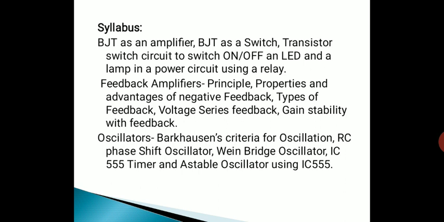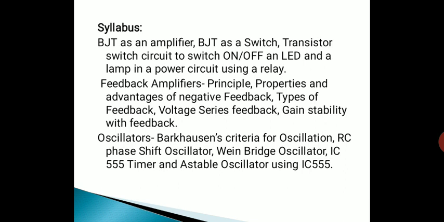Then in the last part of this module we'll be discussing oscillators. Under oscillators we'll discuss the important criteria for oscillation called Barkhausen's criteria, and then two important RC oscillators or low frequency oscillators called the RC phase shift oscillator and the Wien bridge oscillator. And lastly we'll discuss one integrated circuit timer called the 555 timer, and how this 555 timer can be used as an astable multivibrator or an astable oscillator. So this is what we are going to discuss in this module 4.